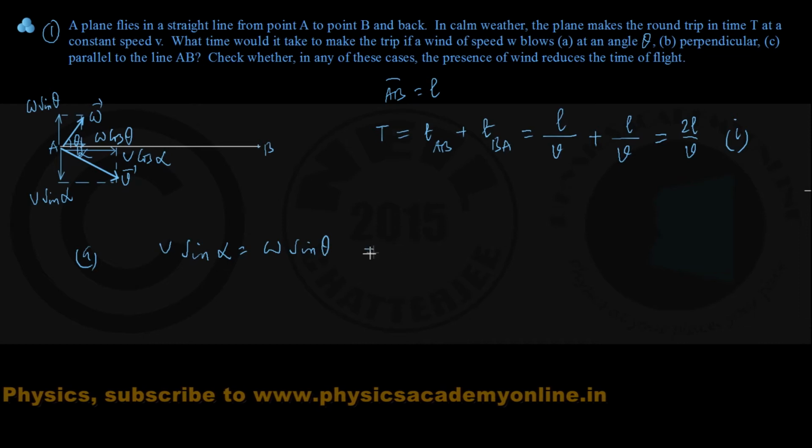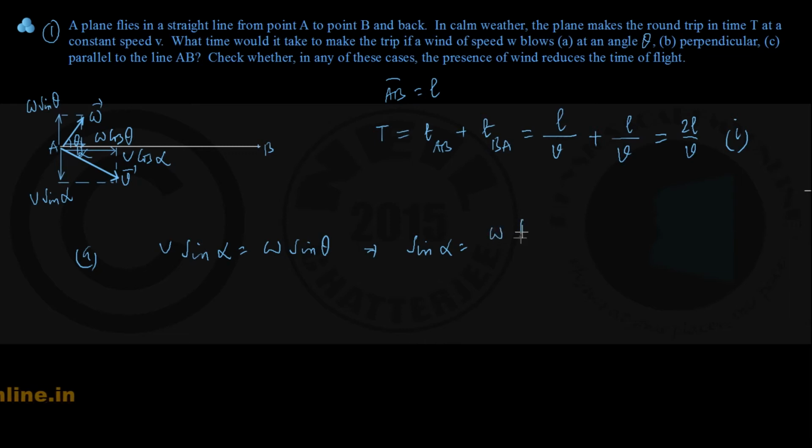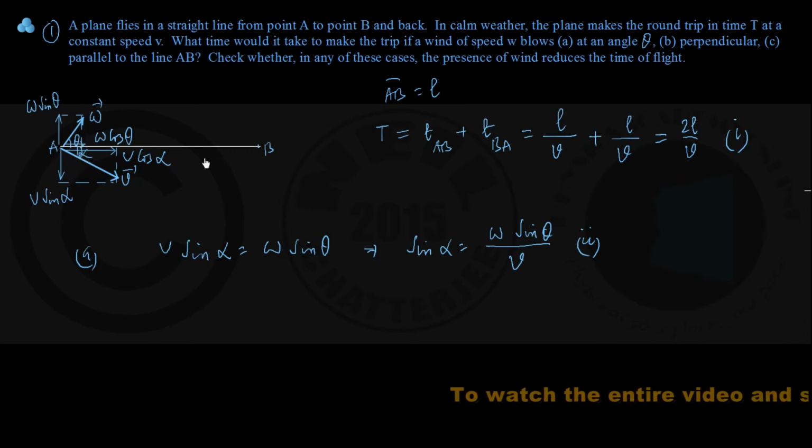And it follows therefore that sine alpha, alpha being the angle at which the plane is directed, can be written to be W into sine theta divided by V. Let me call it equation number 2 for future use. Let us now see the components of these two velocities in the direction of AB which are responsible for the plane's flight along the line AB.